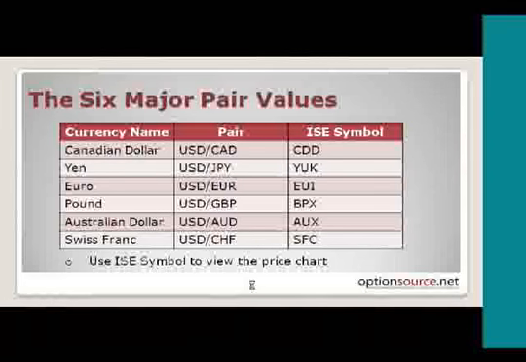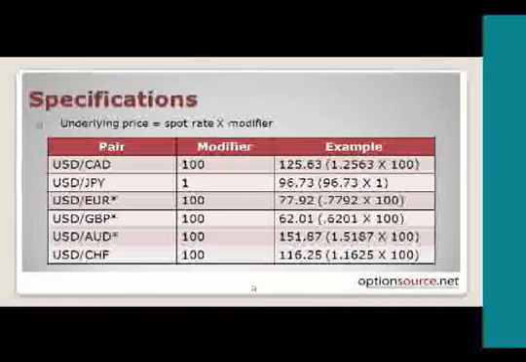Okay, good stuff. So we'll move forward here. The specifications for these specific pair values is actually quite simple. Realistically, you have a modifier that is being applied to the actual spot market value. As you can see here, the U.S. dollar versus the Canadian dollar, we have a 100-point modifier.